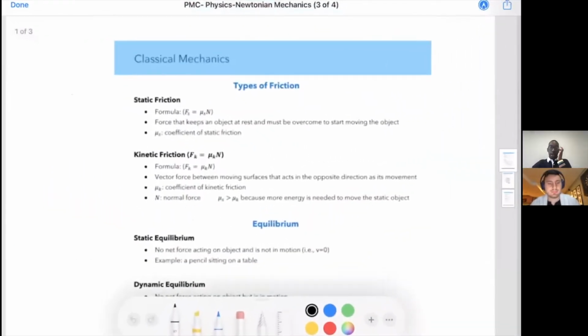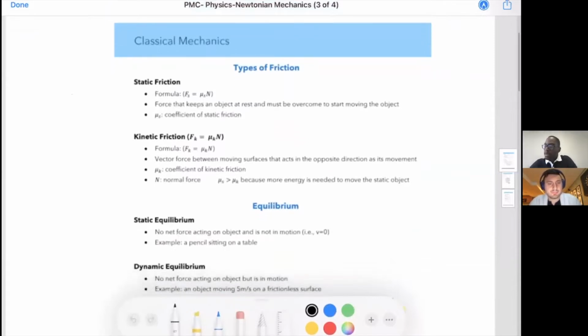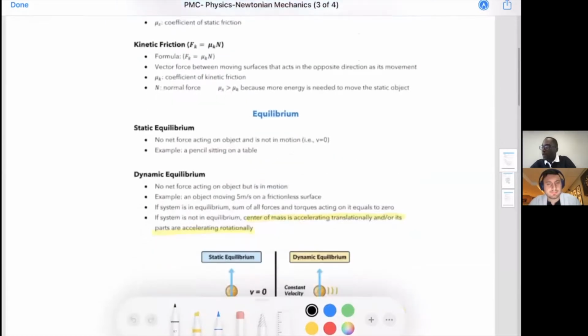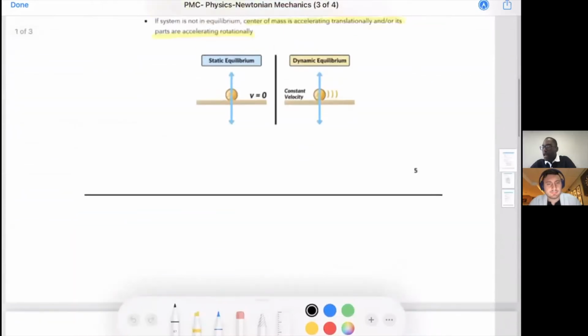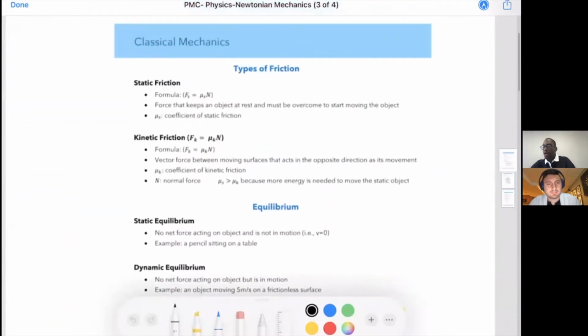Okay, so hi, thank you for joining us today. Today we're basically going to be talking about the beginnings of classical/Newtonian mechanics. And as part of that, we'll mainly be talking about friction, equilibrium, and just the different forces that can and often do act on objects and what that means for the object in total.